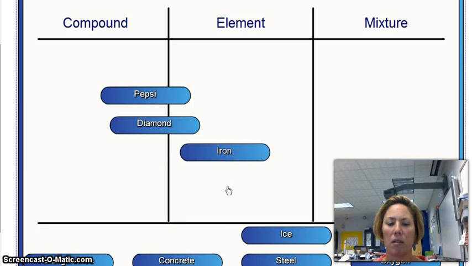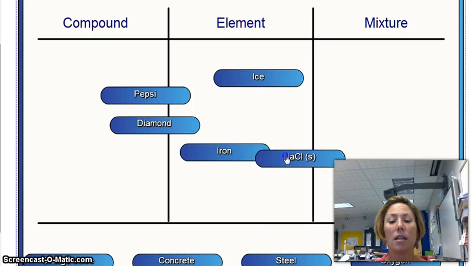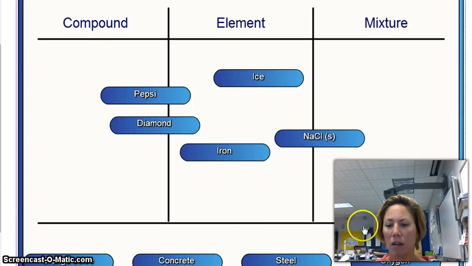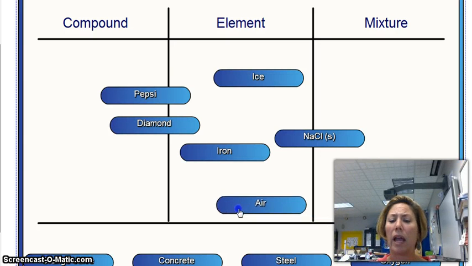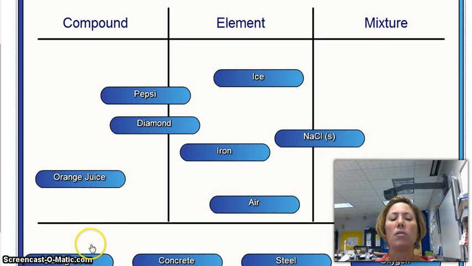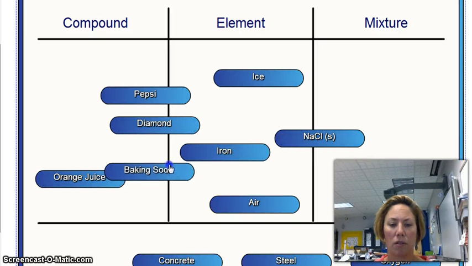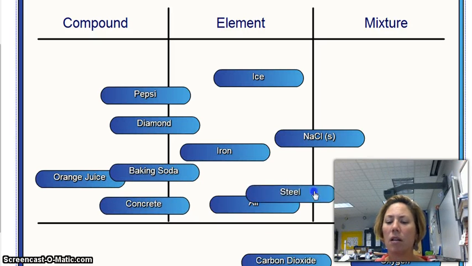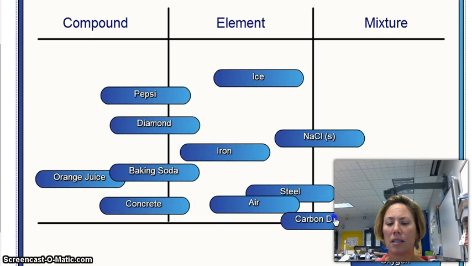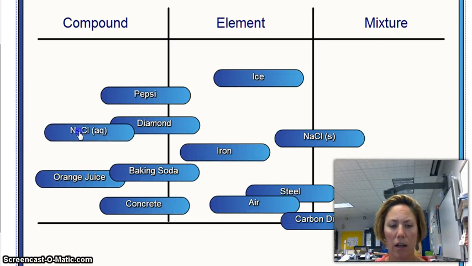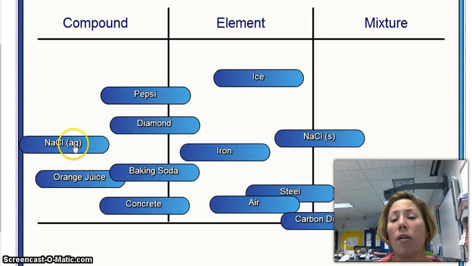Iron, compound, element, or mixture. Ice. Solid sodium chloride. Water. Air. Orange juice. Baking soda. Concrete. Steel. Carbon dioxide and oxygen, and aqueous sodium chloride. Aqueous, AQ, means dissolved in water.